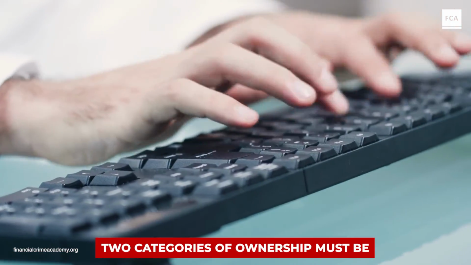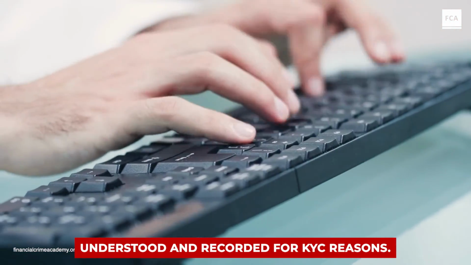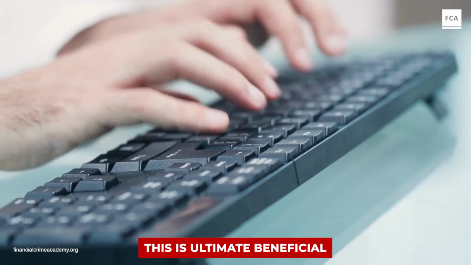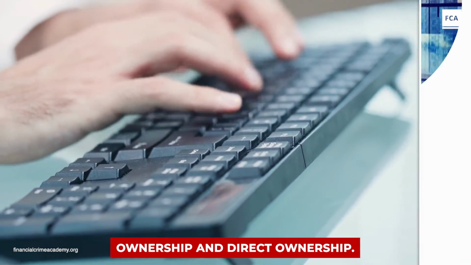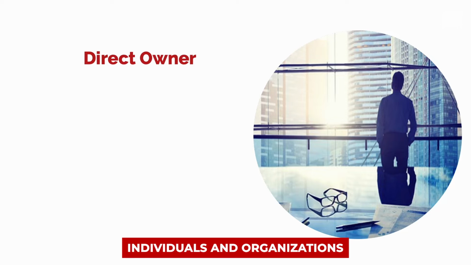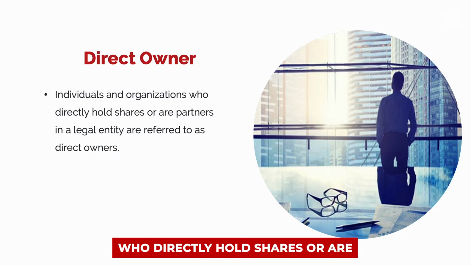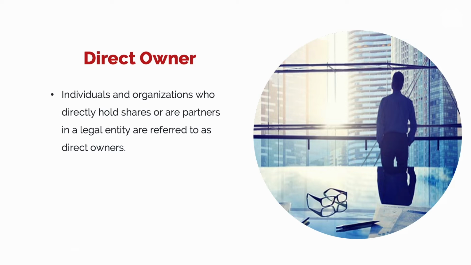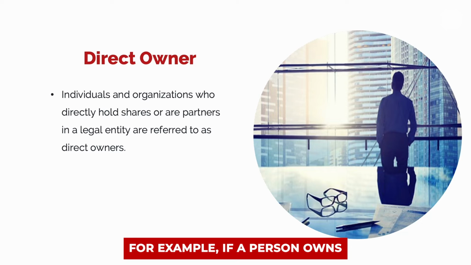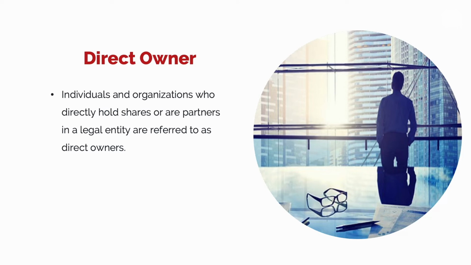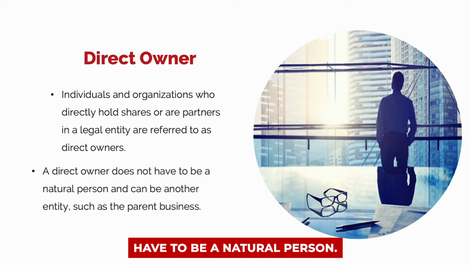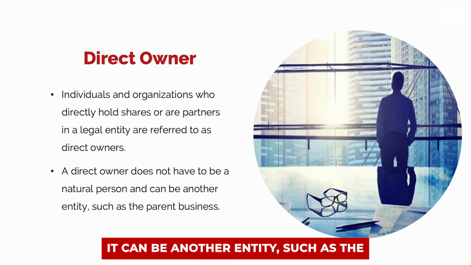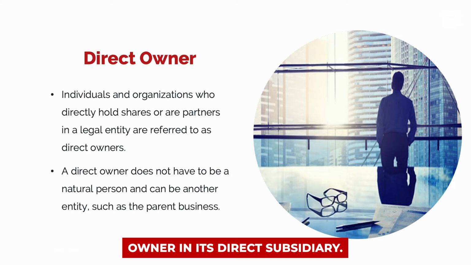Two categories of ownership must be understood and recorded for KYC reasons. This is ultimate beneficial ownership and direct ownership. Individuals and organizations who directly hold shares or are partners in a legal entity are referred to as direct owners. For example, if a person owns 10% of the shares of a company, he is considered a direct owner. A direct owner does not have to be a natural person. It can be another entity, such as the parent business, which is a direct owner in its direct subsidiary.